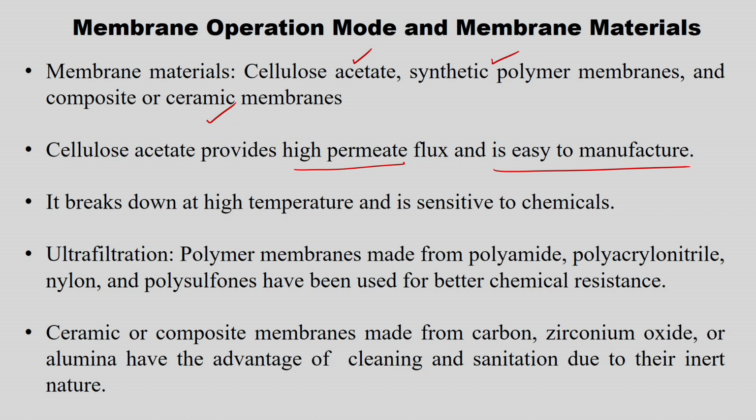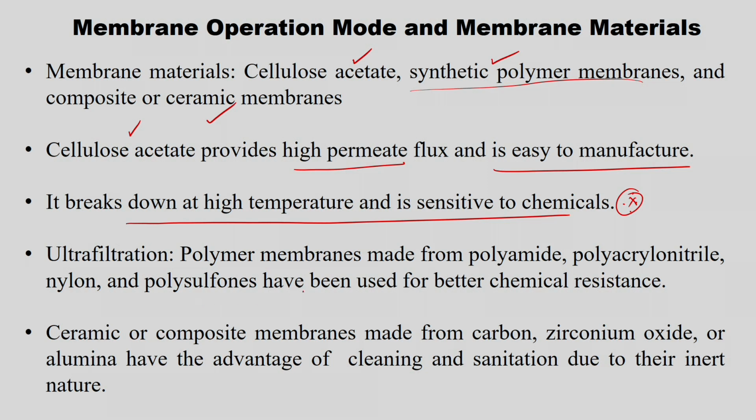It breaks down at higher temperature and is sensitive to chemicals. So, that is the disadvantage of the cellulose acetate membrane. So, this is the older one. When membrane separation processes were started, cellulose acetate membranes were used. After the polymer area got picked up, we moved slowly on to the synthetic polymer membranes.